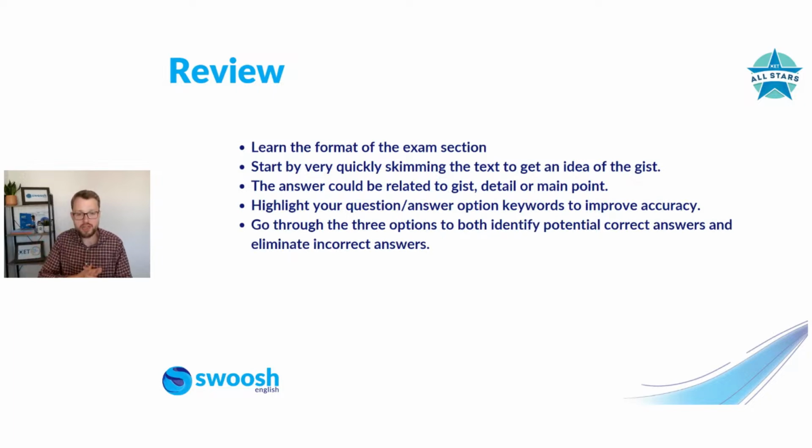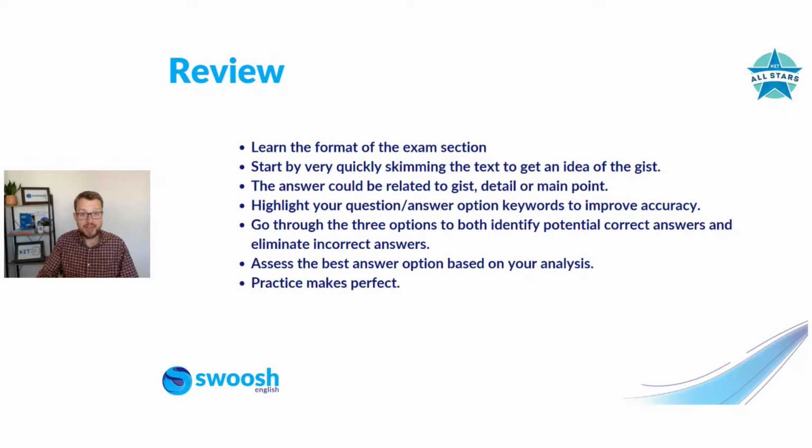Then go through the 3 options to both identify potential correct answers and, if time is permitting, eliminate incorrect answers. Now, eliminating incorrect answers isn't as important for reading part B as it is for reading part C. If you can, in your reading, identify an incorrect answer, well, that gives you a higher chance of getting a correct answer. But what is more important is identifying the correct answer from the get-go. And then, of course, just based on your reading, assess the best answer option based on your analysis and answer it.